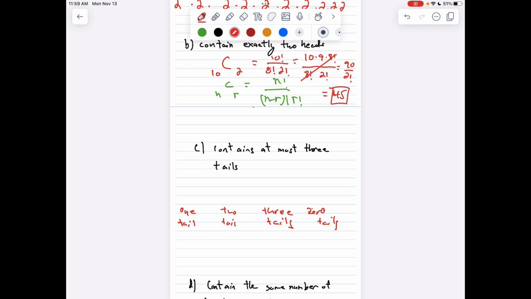It's a matter of me just choosing the position here. So for that 1 tail, you have 10 places to choose 1 from. For 2 tails, you have 10 choose 2. For 3, it's 10 choose 3. Yeah, because you're choosing the positions. And for 0 tails, there's only one possibility, which is when everything is a head. All heads can only happen one time, so that's equivalent to saying 0 tails.